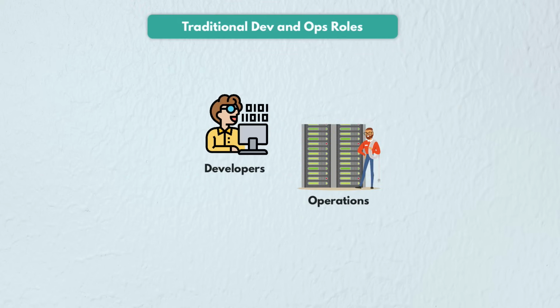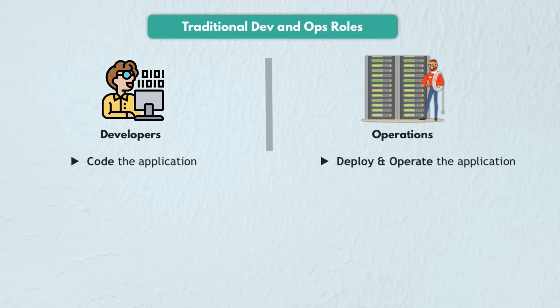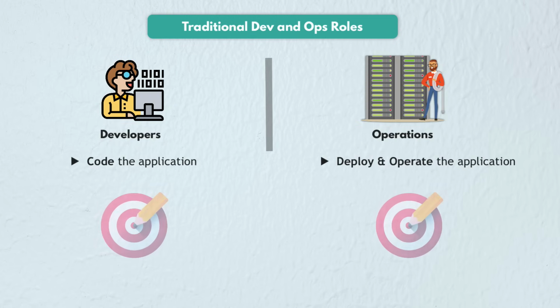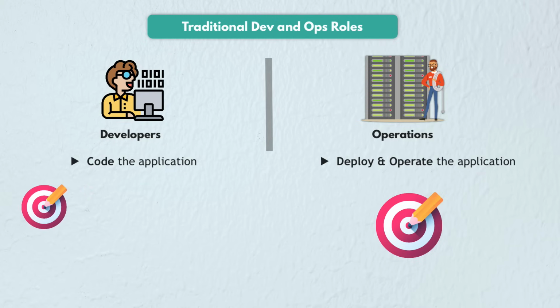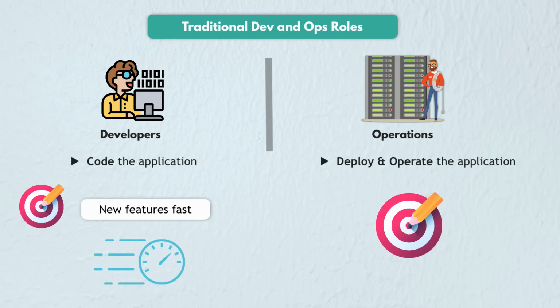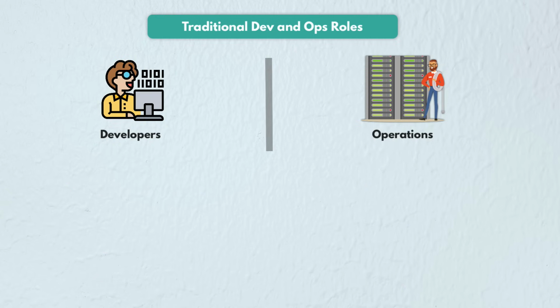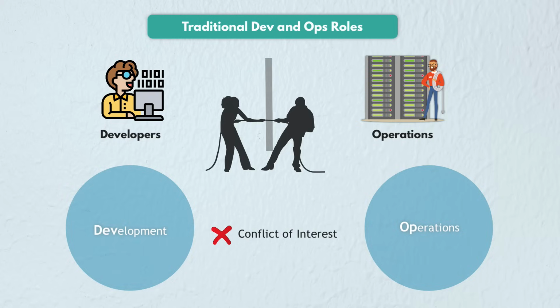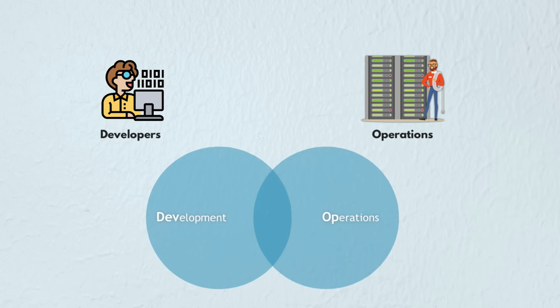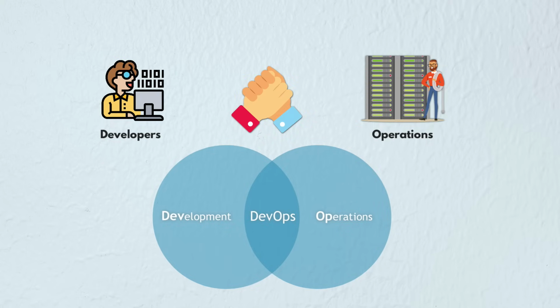In a traditional software development process, we have developers and operations as two separate teams, each of them with their own goal. While developers want to push out application changes as fast as possible to the end users, operations want to keep the application stable. So they are very careful about each and every change. And this causes a conflict of interest between these two roles, forcing them to work against each other instead of collaborate. And DevOps was actually introduced to help fix exactly this issue.